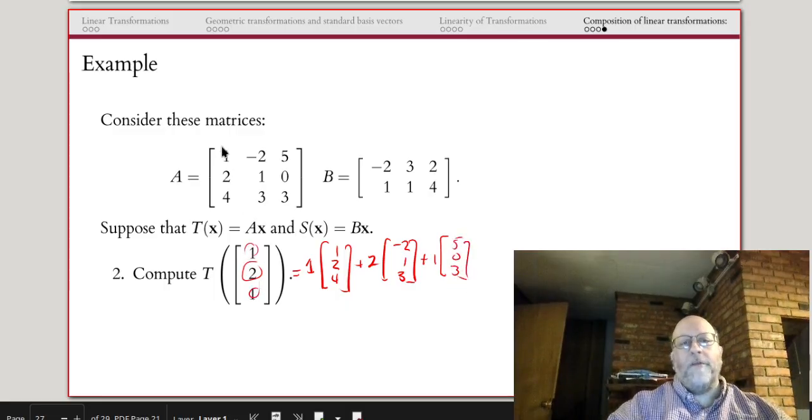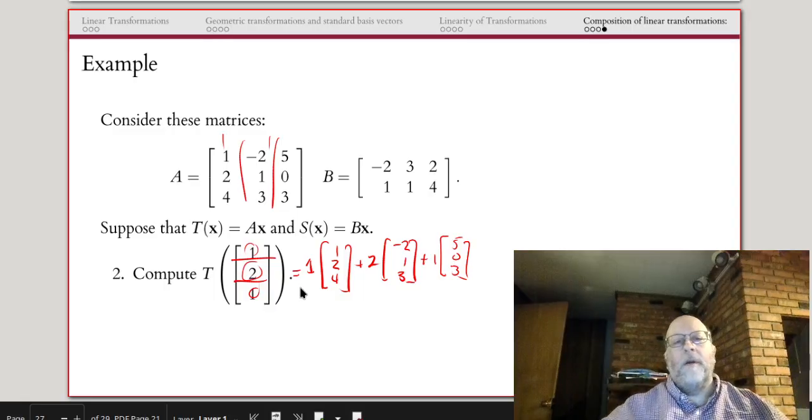Each of these numbers times each of these columns. So column, row. All right. So in the top row, we get 1 minus 4 is -3. -3 plus 5 is 2. In the middle row, we get 2 plus 2 is 4. 4 plus 0 is still 4. In the bottom row, we get 4 plus 6 is 10. 10 plus 3 is 13. So we end up with a matrix, or with a vector 2, 4, 13.